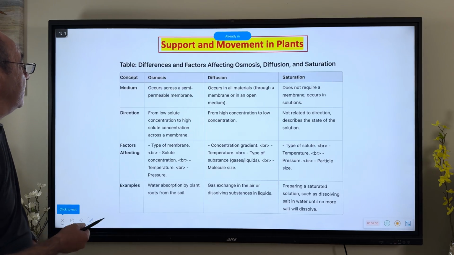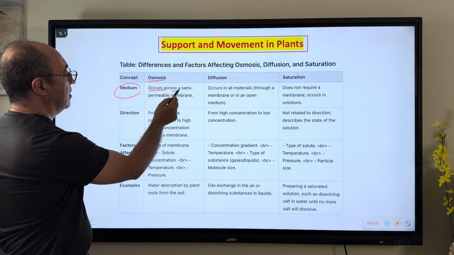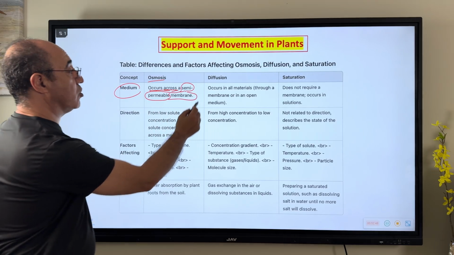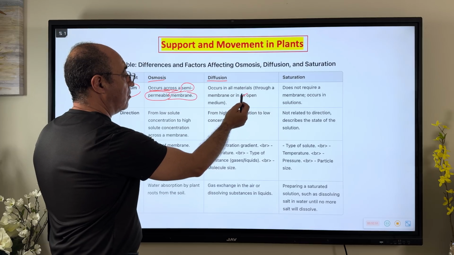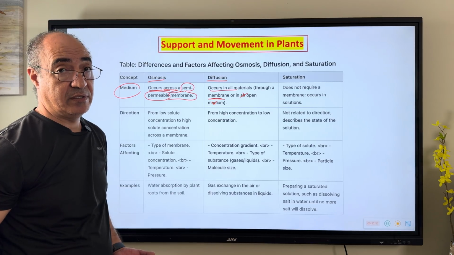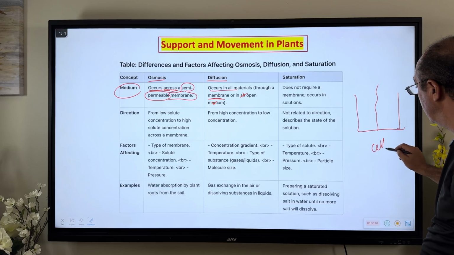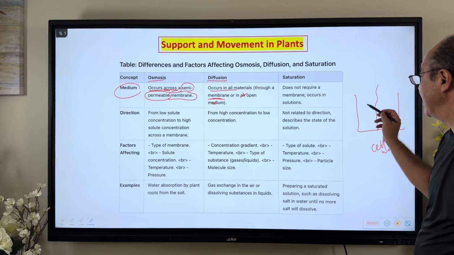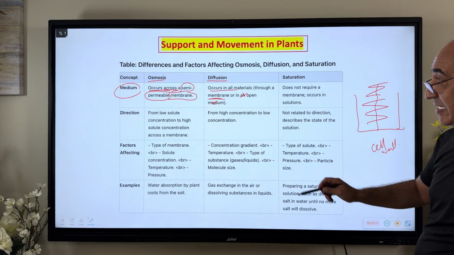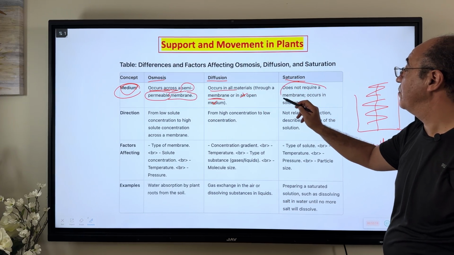So for example, I'm telling you that the medium is really important, right? In this case, osmosis occurs across a semi-permeable membrane, right? We already spent half an hour discussing this important thing. Whereas diffusion does not have a membrane in open medium, or occurs in material through a membrane that is completely permeable. And I mentioned that already, right? If you have a membrane that's completely permeable, like a cell wall, osmosis doesn't exist. Things move in and out, water moves in and out by diffusion, not by osmosis, right? So that's the medium, singular. Saturation obviously also doesn't require a membrane, of course, in solutions, right?